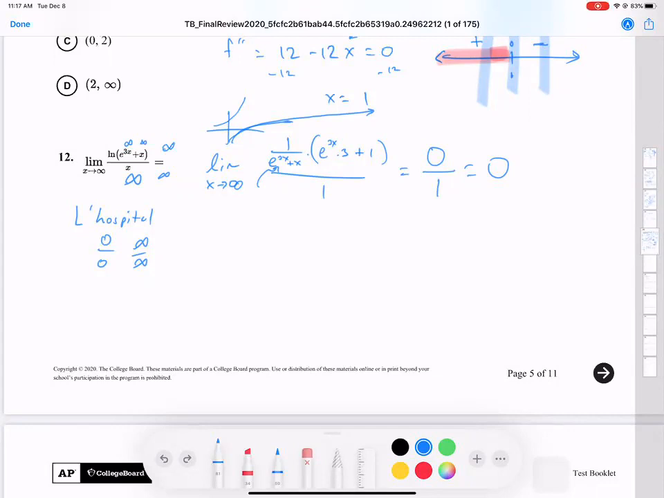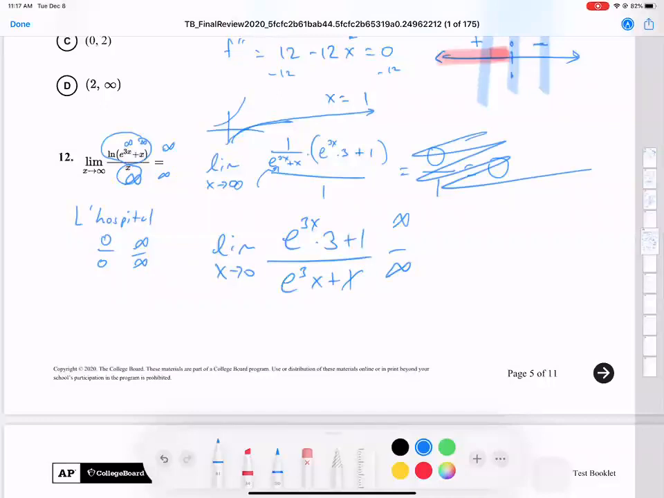When we're doing L'Hopital's rule, we take the derivative of the top and the bottom separately. So we end up with this problem here. Okay, so that's actually okay. Look at it again. Limit of e to the 3x times 3 plus 1 over e to the 3x plus 1, plus x. And this is back to infinity over infinity. Fail. I just rushed into it.